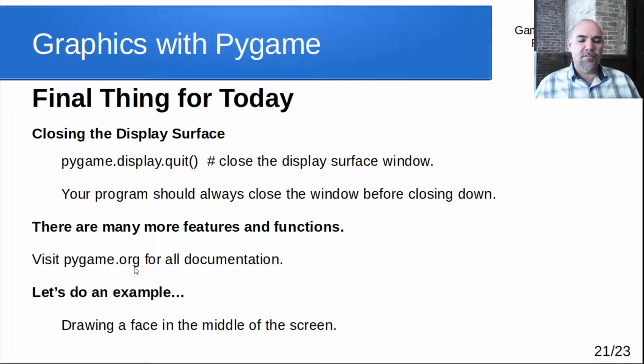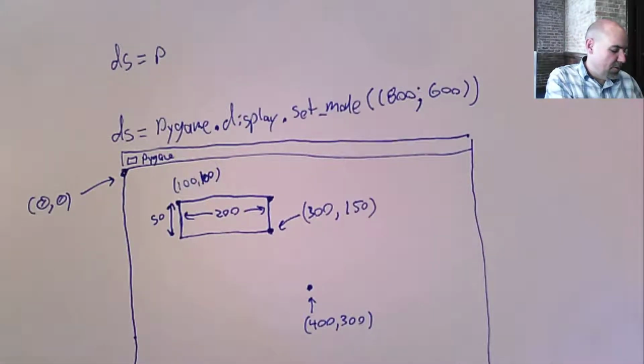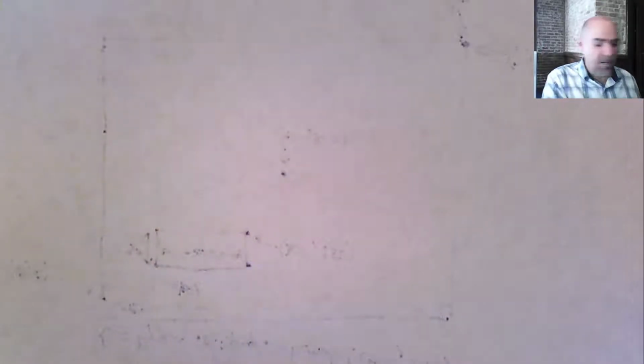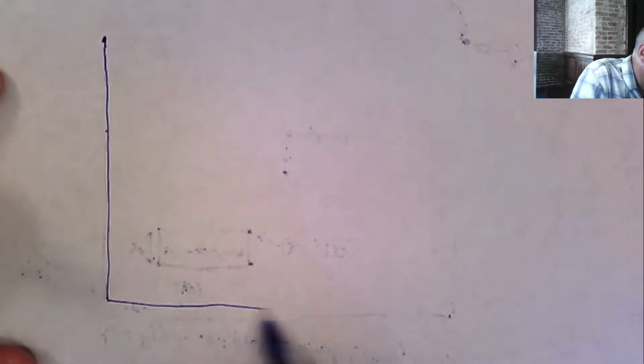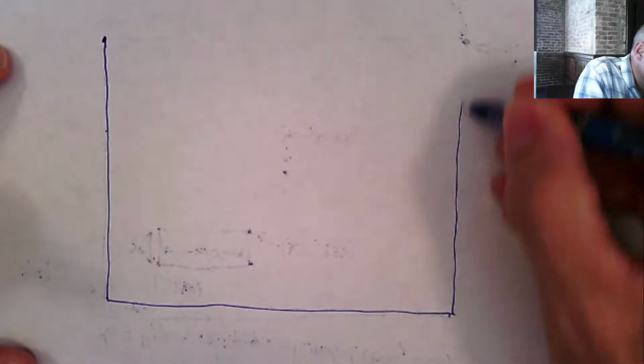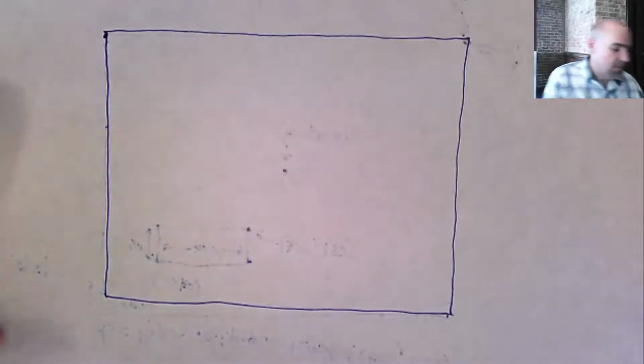But before we're done for the day, let's do a quick example and see this thing actually in action. So I'm going to first off say we're going to draw a face in the middle of the screen. So I'm going to switch back to the document camera for just a second here. Let me make a new one of these. I'll just flip that over. All right, so let's say, again, here's the screen, and we want to draw a simple face in the middle of that. So again, there's the center.